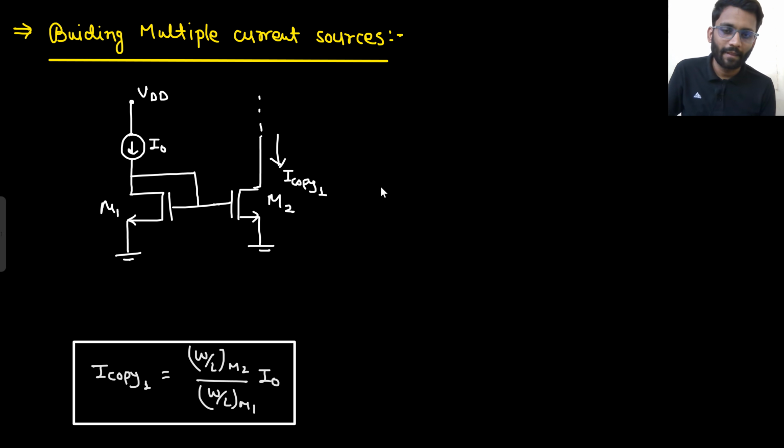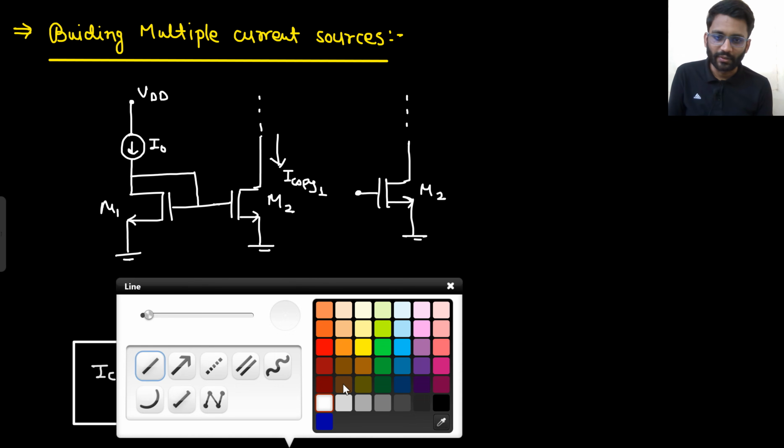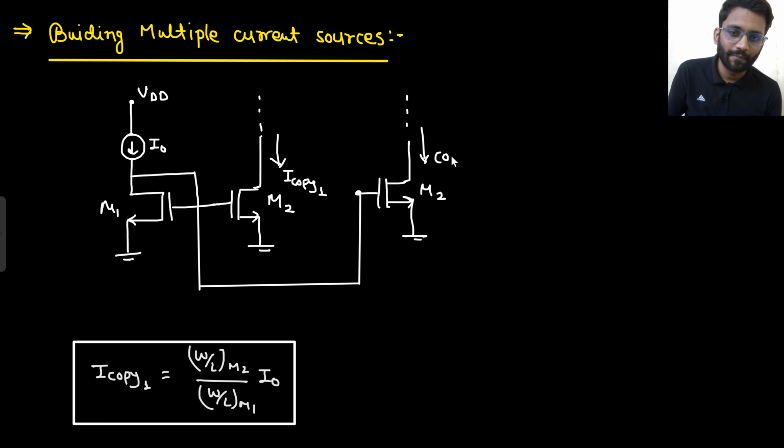Now what I can do is make one more MOS here. I am doing a similar thing. This is M3. I have to feed some voltage here, and that voltage will be this potential only. Simply this potential. This will be my I copy 2. Similarly, I can add more transistors. Let's assume I add M3.